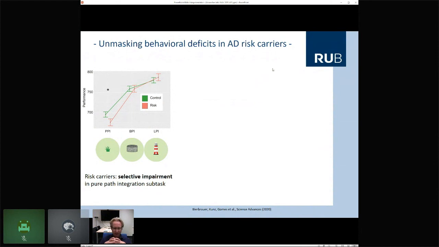So what did we see? We found that indeed the risk carriers were impaired selectively in the pure path integration version of the paradigm, so that when they only needed to rely on the visual flow, but they were not impaired when they could use the boundary or the landmark for navigation. In that case, they were doing as well as controls.